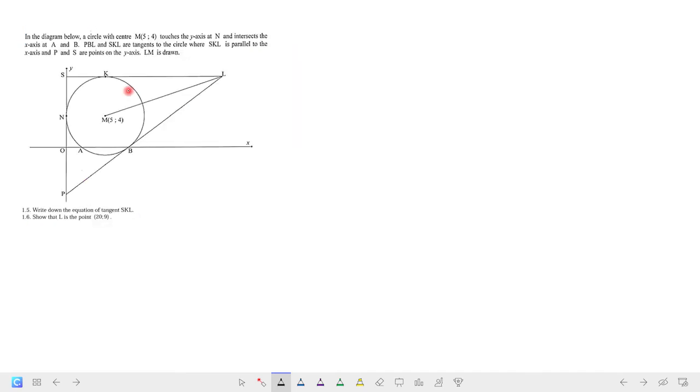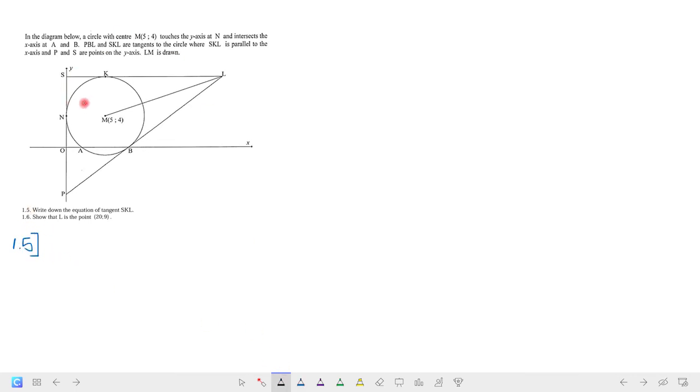Now let's go ahead and look into the next question. Question 1.5 says write down the equation of the tangent SKL. So we want the equation of SKL. Let me just run 1.5 here. Now let's have a look at SKL. What do we have about SKL?